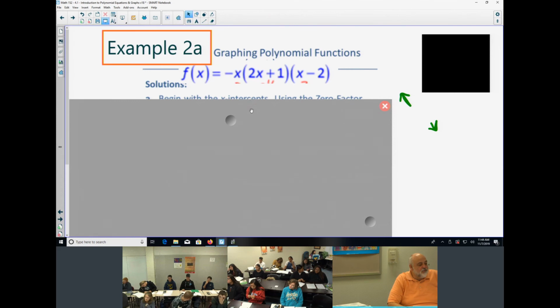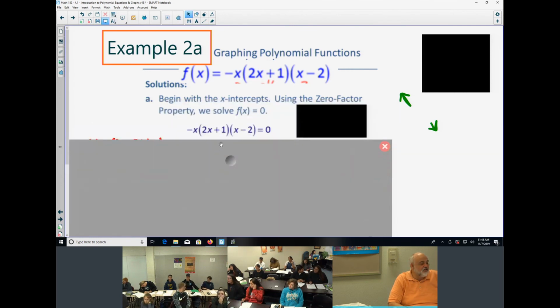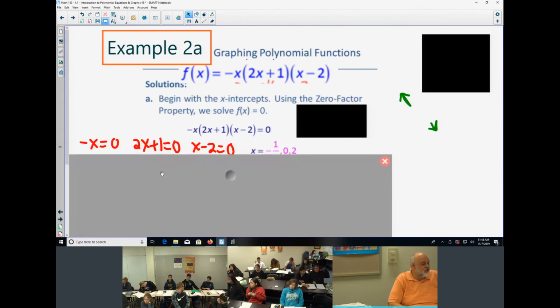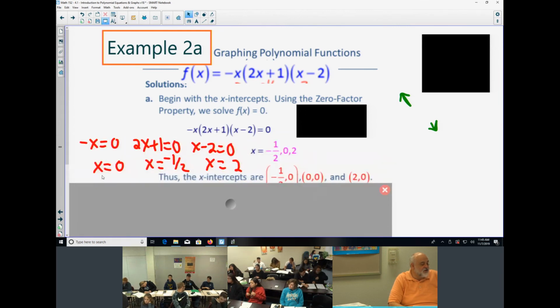So remember, if you set each factor equal to 0 and solve, then for negative x equals 0, that would give you x equals 0. If 2x plus 1 equals 0, that gets you x equals negative 1/2. And if x minus 2 equals 0, that gives you x equals 2. So then you graph those intercepts.